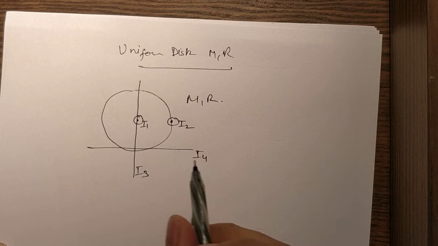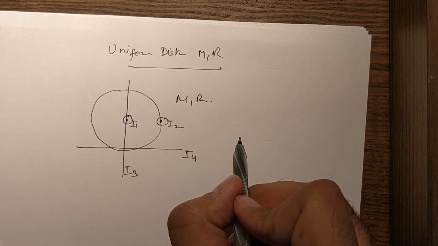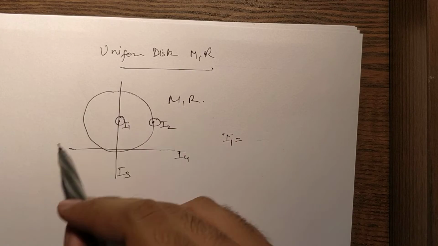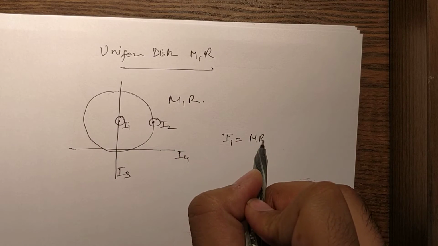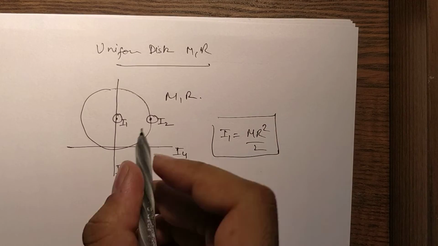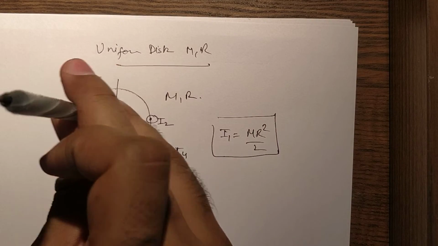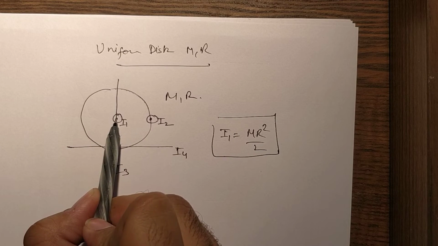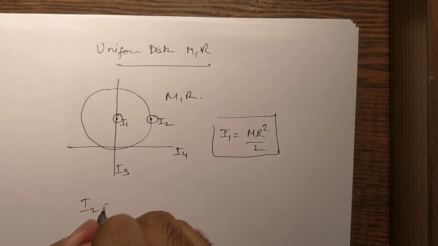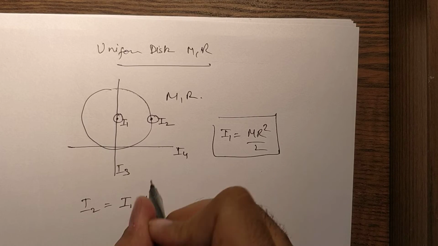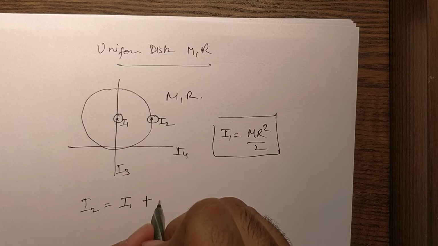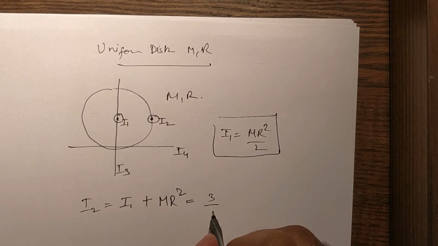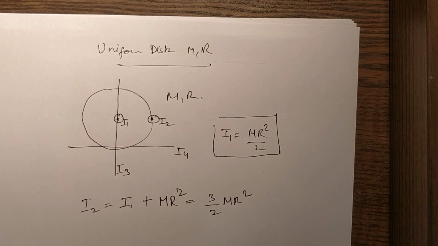Now I1 we already know that result. I told you to remember. So I1 will be what? This is a uniform disk, that means mass is uniformly distributed, so it will be mr square by 2. Now I2 I can find directly using the parallel axis theorem. As you can see, these two axes are parallel and one of the axes is passing through the center of mass. So I2 I can write as I1, which is I COM, plus md square. D here will be r. If I put this value, the result will be 3 by 2 mr square.